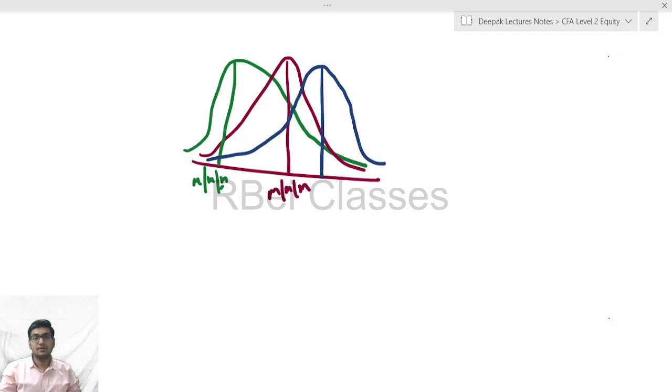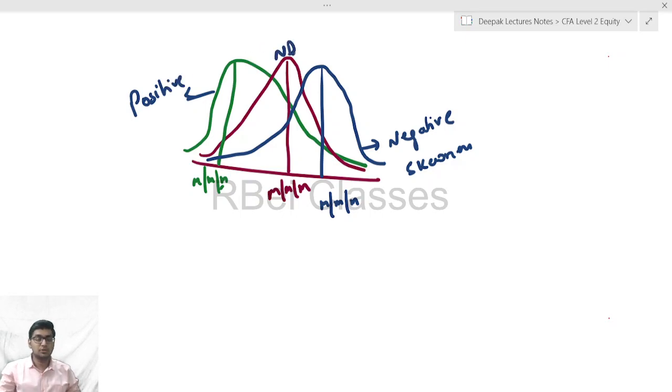Its mean, median and mode towards the right. Clear? This one is negative skewness. Negative skewness. This one is positive skewness. And this one is our normal distribution. Clear?